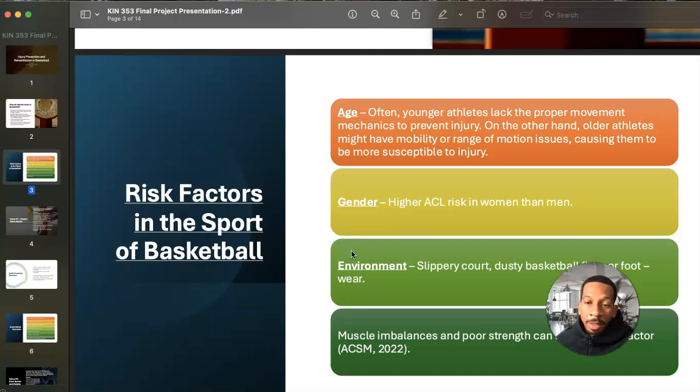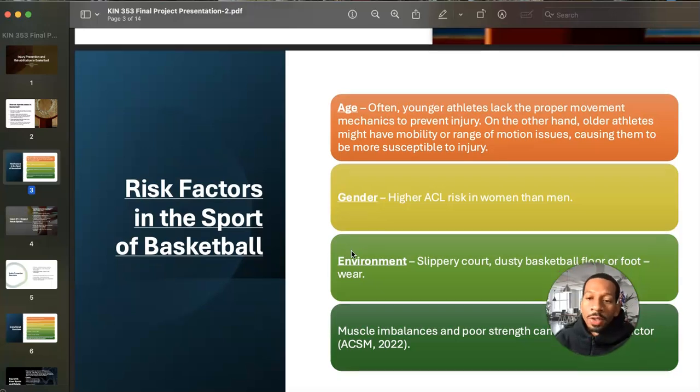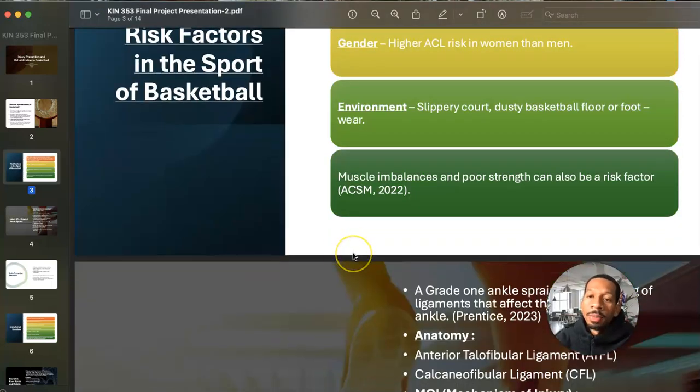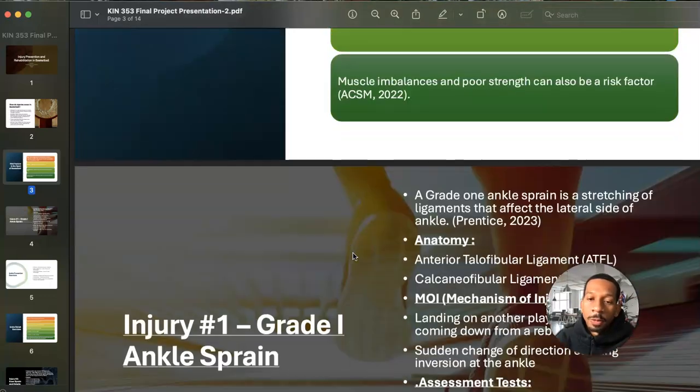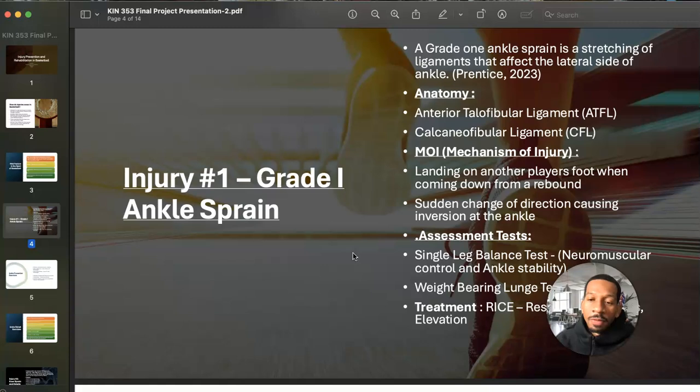The environment can play a role. A slippery basketball court, a dusty basketball floor, or even a certain type of footwear that an athlete has on can be a risk factor in this sport. I also wanted to include muscle imbalances and poor strength because those can also be risk factors for athletes as well. Let's look at our first injury.